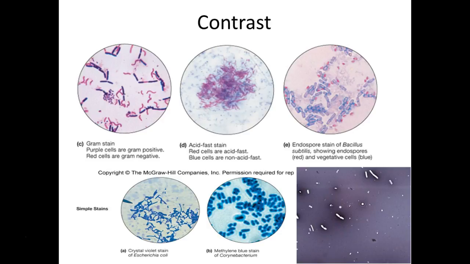Sometimes we do relatively simple stains where we just use one dye. So we really can just see the shape and how the cells are arranged. There's another type of dye procedure where we don't actually stain the cells, we stain the background. So this is the bacteria right here, and notice they're clear. The background is what's been stained here. So there's the bacteria.